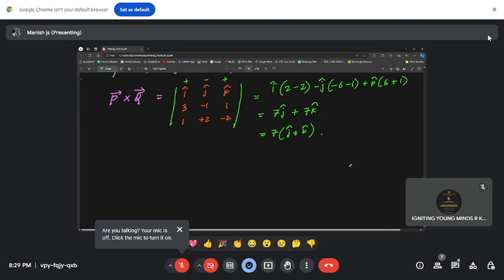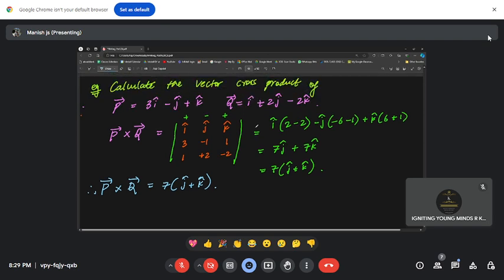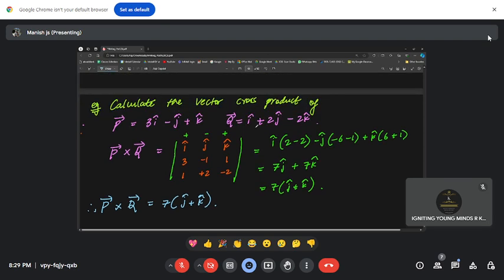So p cross q, we have calculated the cross product. Therefore p cross q equals 7 times j plus k, and that's the answer. Okay, I hope it's clear, children. This is the method to calculate the vector cross product.